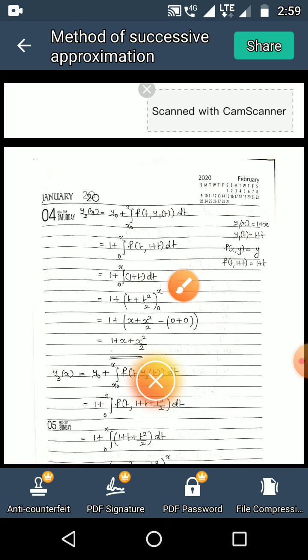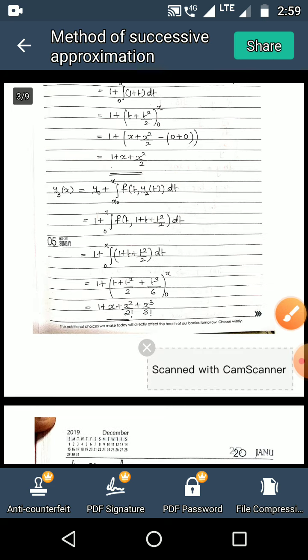So here we are integrating. So 1 plus integral 1 dt, that is t, plus integral t dt is t square by 2, from 0 to x. So that is 1 plus x square by 2 minus, when we put t equal to 0, that becomes 0 plus 0. So that is 1 plus x square by 2.